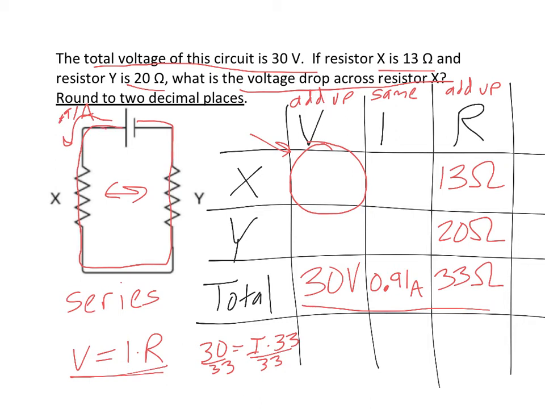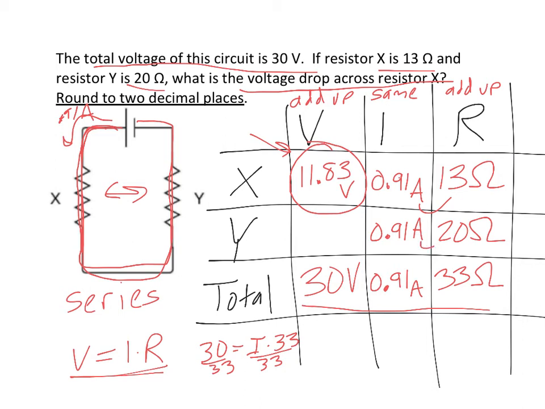Now, because this is series and there's only one path, the 0.91 amps that leaves the battery must also travel the entire circuit. In series, once you know one current, you know all the currents. That's going to help us unlock this. Lastly, we're looking for the voltage of X. Voltage equals I times R. So if we simply multiply I times R, we should get the voltage of X. 13 times 0.91, I get 11.83 volts. I could just stop there and put that in for my answer if I'm super confident in all my work, but why don't we finish this chart?